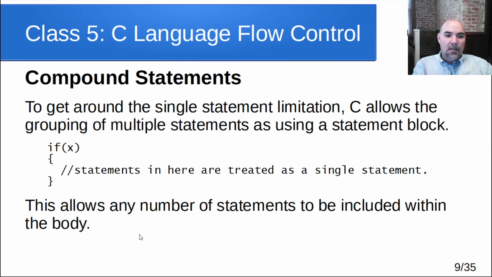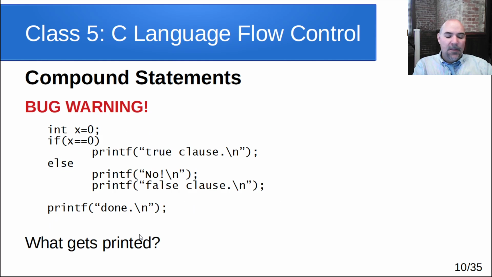All right. Now, another bug warning related to that. Notice that there's a case where you see programmers write something like this. This is especially true if you come to this from a language that uses white space, like Python. You might say if x equals 0. Notice I did use the double equal signs here, so this is correct. And I say print true clause, and then else print no, and then print false clause. And notice I have these indented like this, and then we printf done at the end. So the mystery here is what gets printed?